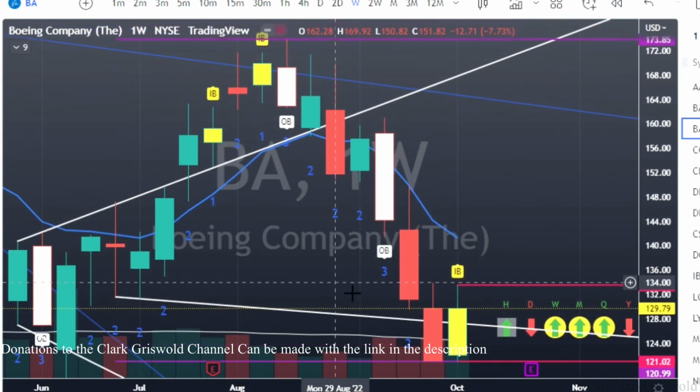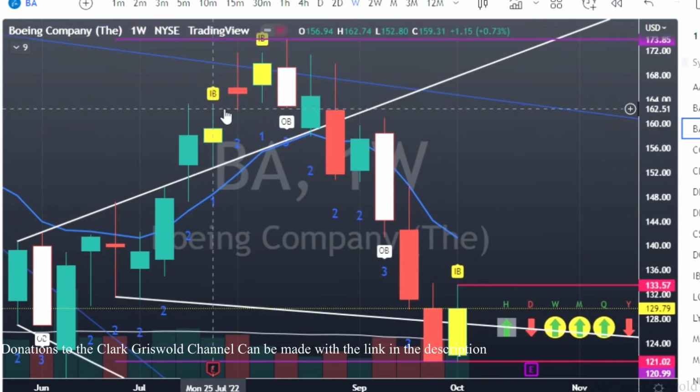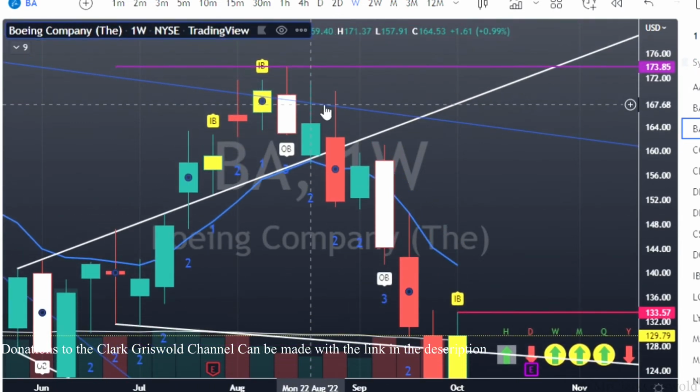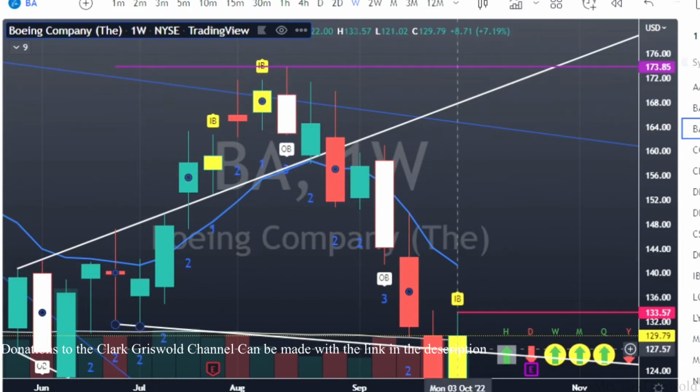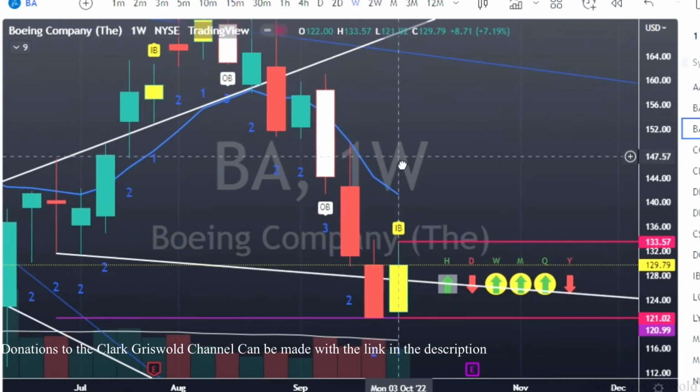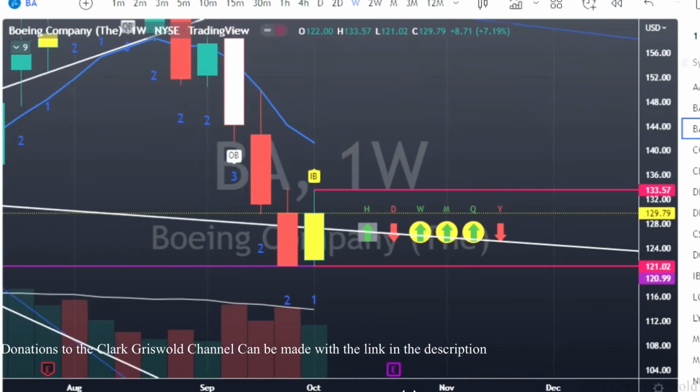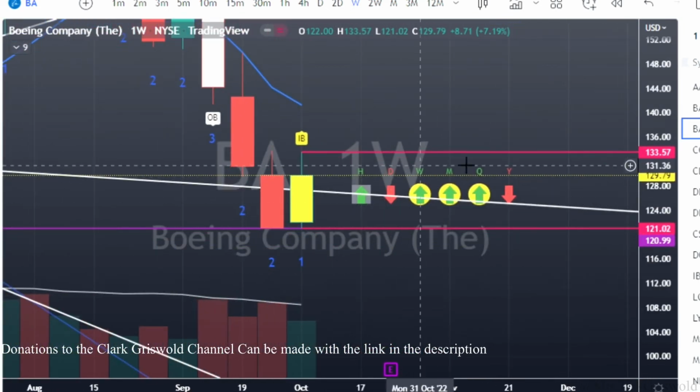But you can see what happens with other inside bars. We get these big breaks. Even here, this ended up being an outside bar, but we had a big break to the upside. And you would have made money off it if you would have followed the story of the candlestick. Okay, so inside bars: calls at 133.57, puts at 121.02.